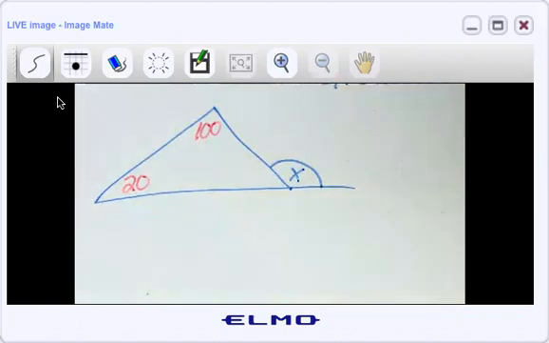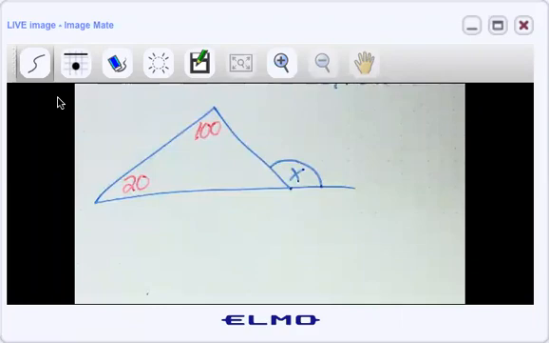If you want to send me your answer. 120. Is it what? Wait, do I have to put it in chat? No, you can say it. Is it 120? It is 120. So my missing angle is 120.